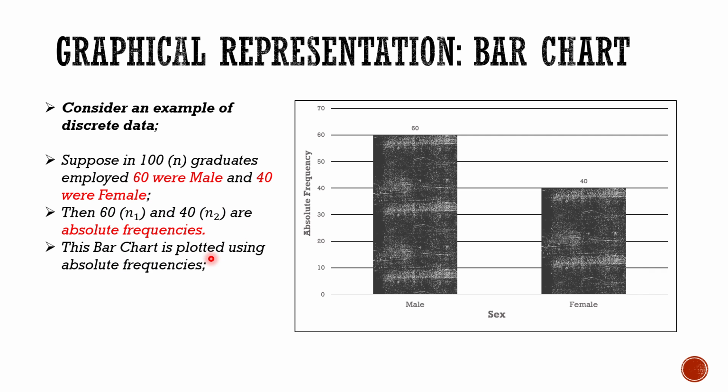This bar chart can be plotted using the absolute frequencies. As you can see, we have plotted the bar chart with the y-axis as absolute frequencies and the x-axis as the categories for sex, that is male and female. For male, the bar height is equal to the absolute frequency. Similarly for females, it is equal to the absolute frequency of the female category.